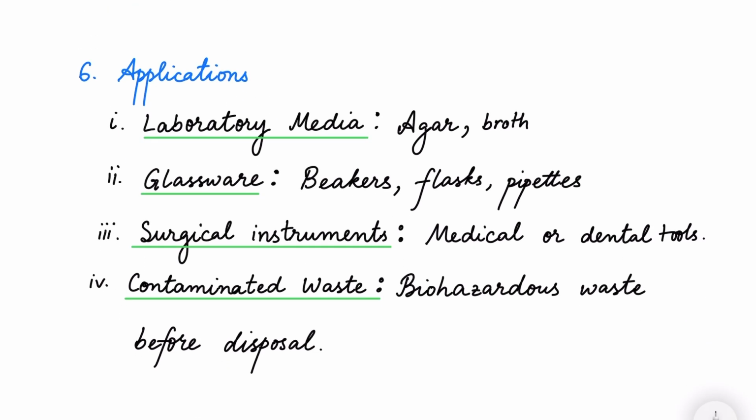Now, where do we actually use autoclaves? So, autoclaves are extensively used to sterilize laboratory media such as agar and broth, laboratory glasswares like beakers, flasks, pipettes, and surgical instruments used in medical and dental procedures. They are also used to treat contaminated and biohazardous waste before the disposal, making it safe for the environment.